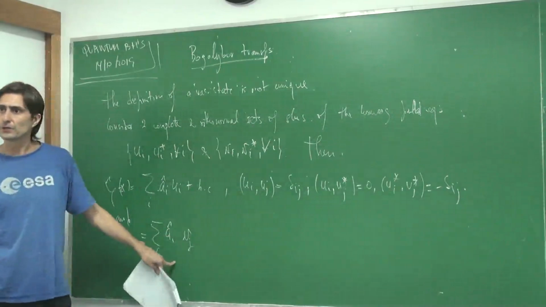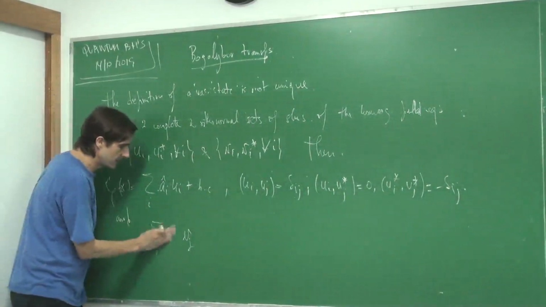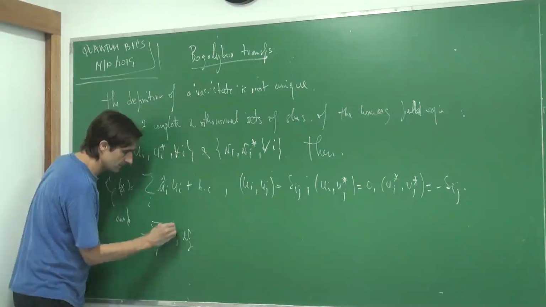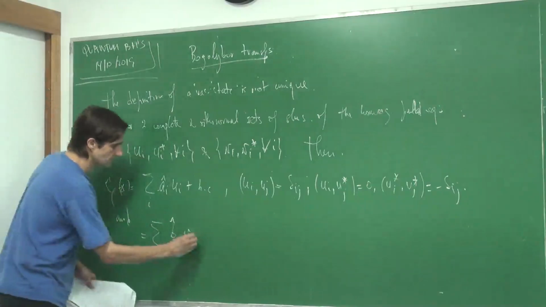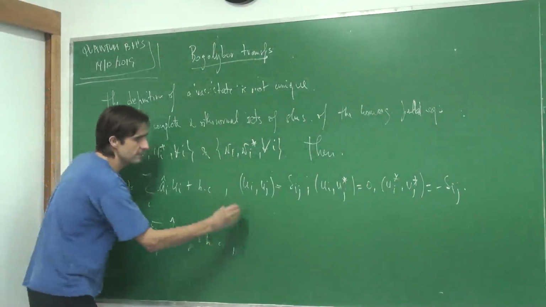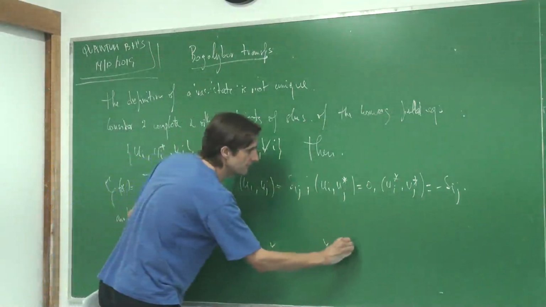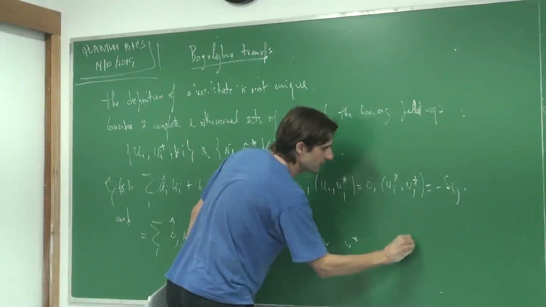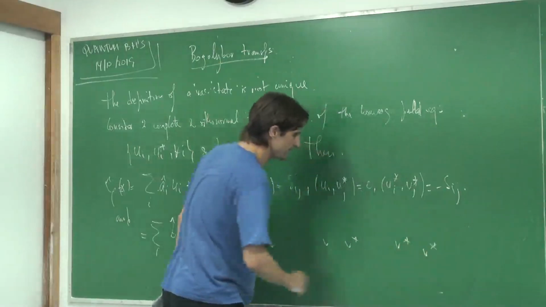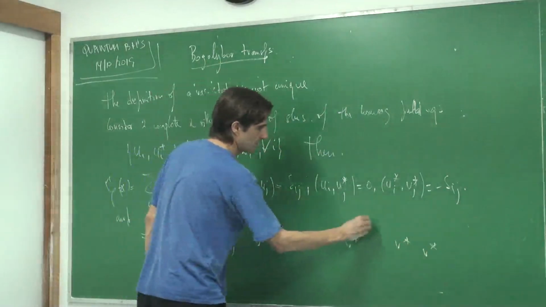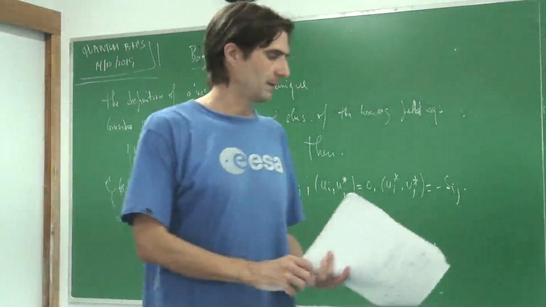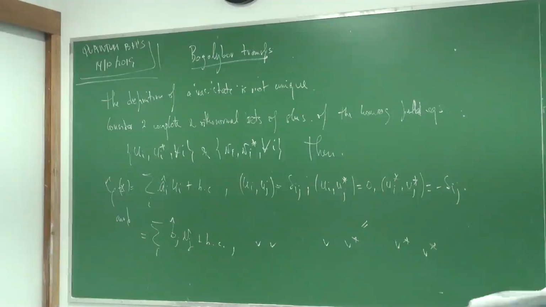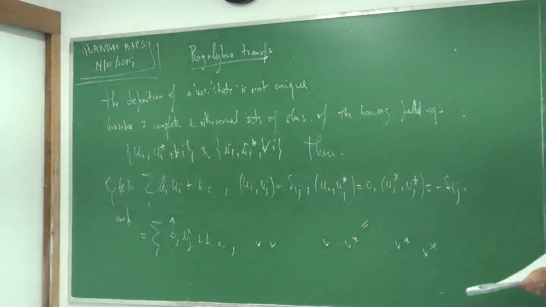So the coefficients don't have to be the same. Instead of A_i, let's call them B_j. And the same thing with V, V star. The corresponding inner product properties.